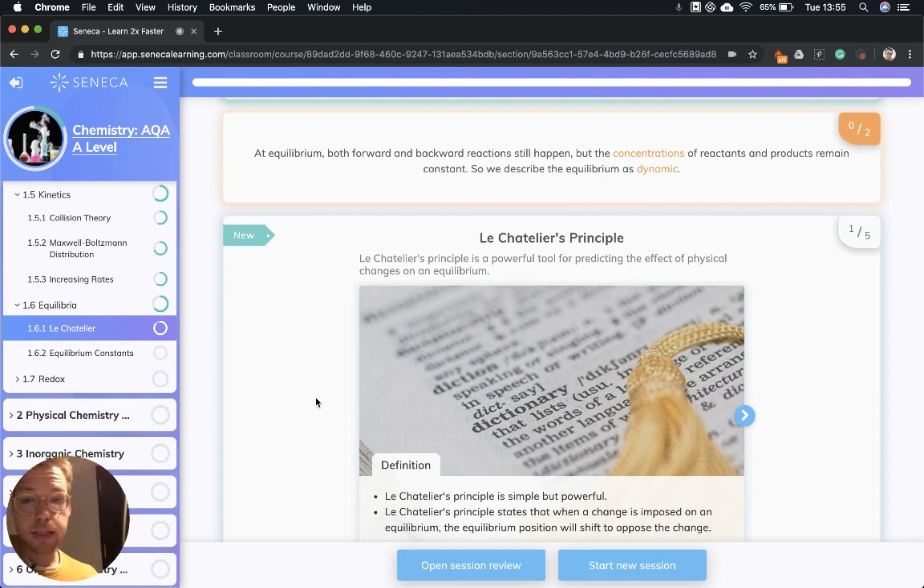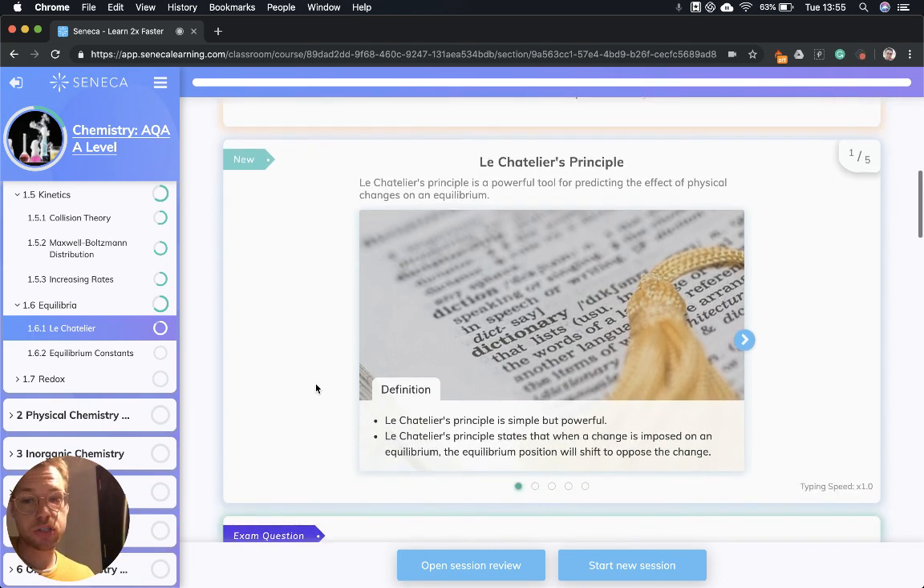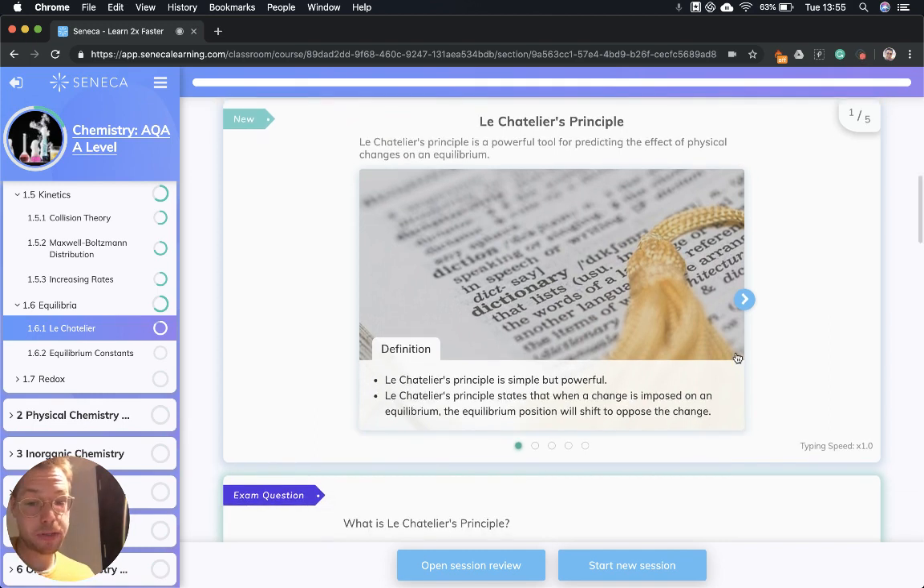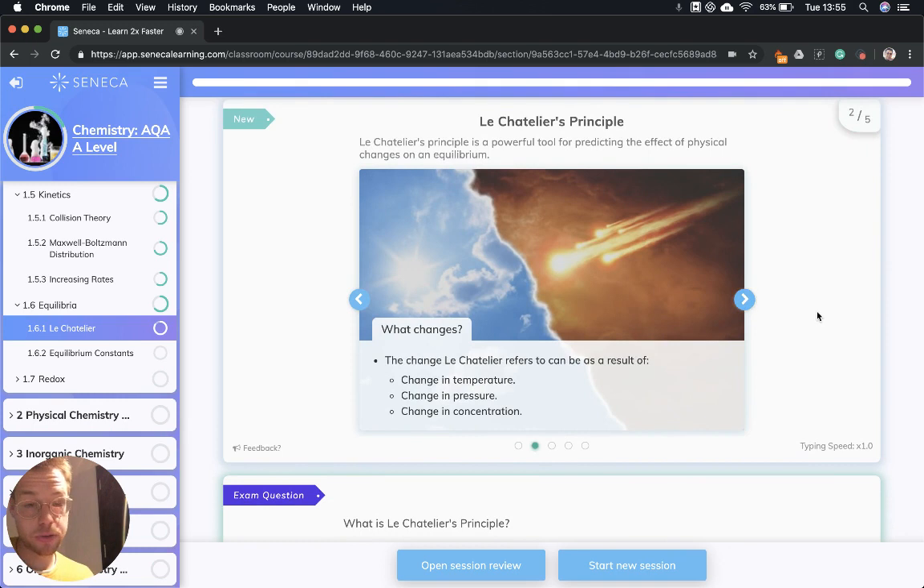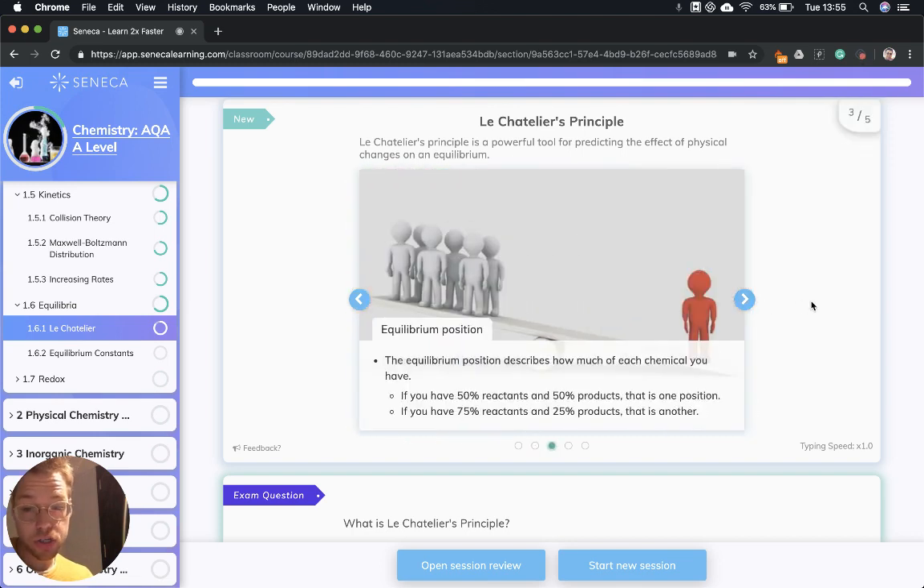Le Chatelier's principle. Now, this is a powerful tool for predicting the effect of physical changes on the equilibrium. Le Chatelier's principle is simple but powerful. It states that when a change is imposed on an equilibrium, the equilibrium position will shift to oppose the change. What are the changes? It could be a change in temperature, pressure, or concentration.